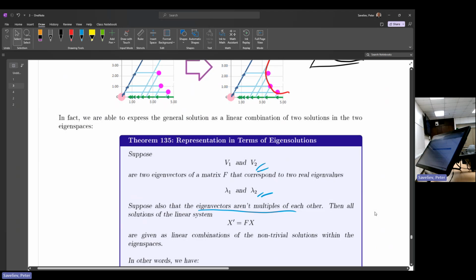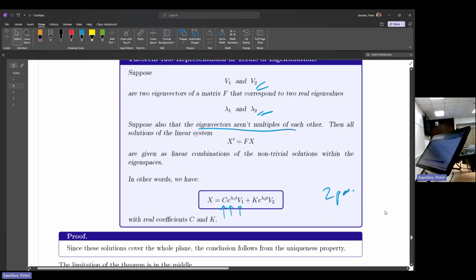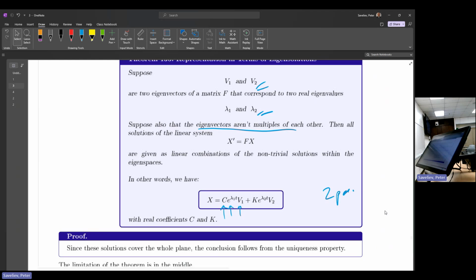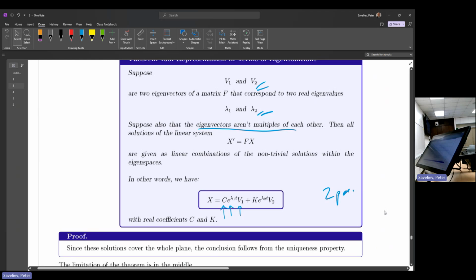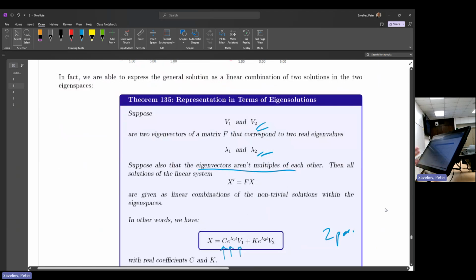So once again, to summarize how we get it, we get two eigenvectors and eigenvalues. The two eigenvectors are not multiples of each other. That's the key for the picture to be like this, like the two directions are not aligned. Otherwise, there is no linear combination to utilize. But if it is the case, then this is how we write the answers.